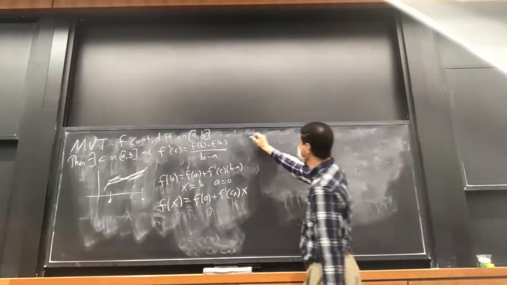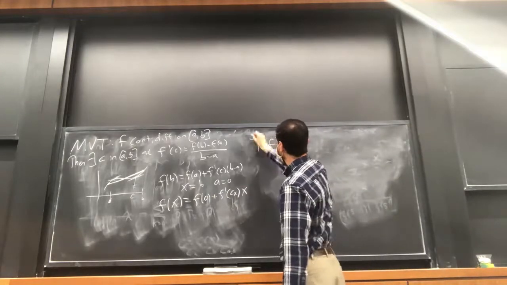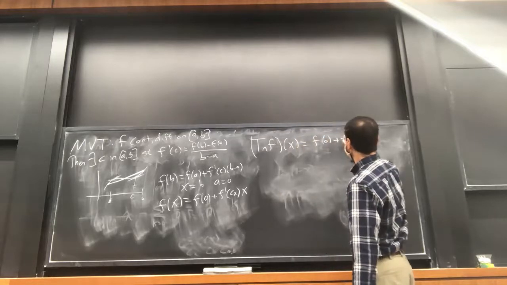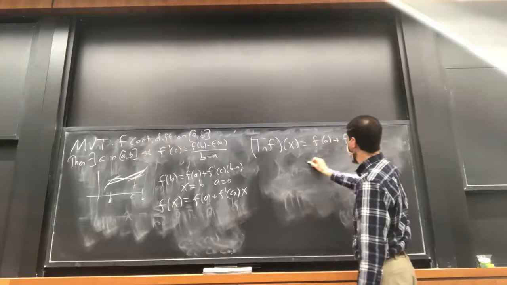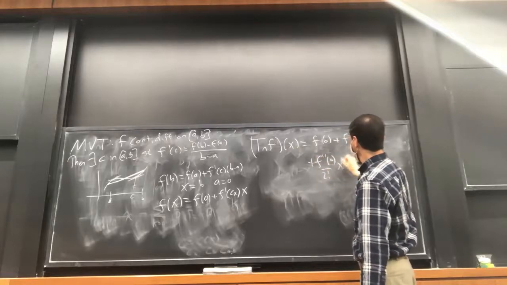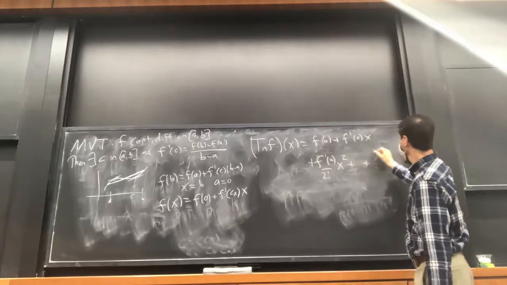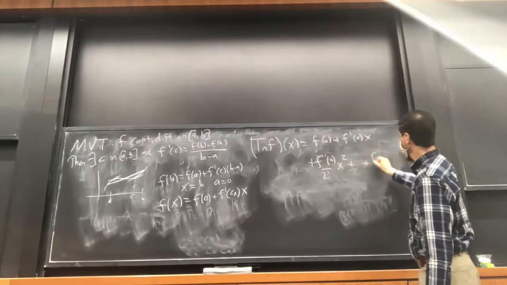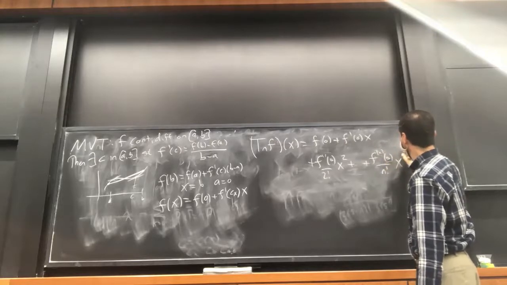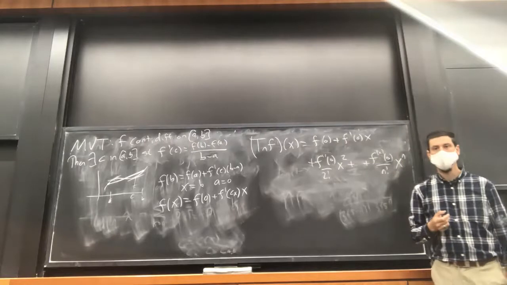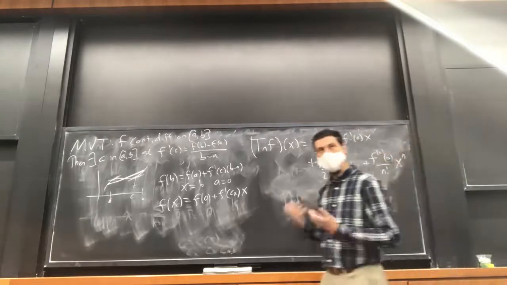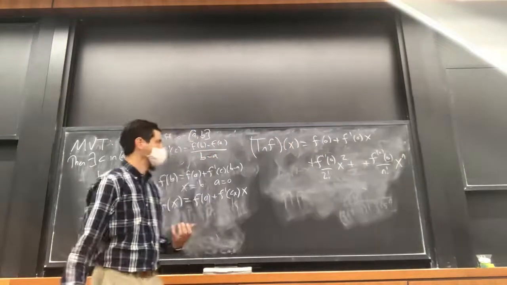And so we can look at the Taylor series. The nth order Taylor series at the point x would be f of 0 plus f prime of 0 x plus f double prime of 0 over 2 factorial x squared, all the way up to the nth derivative at 0 over n factorial x to the n. And that will be the nth order Taylor series. And it's set up so that things are going to match beautifully.